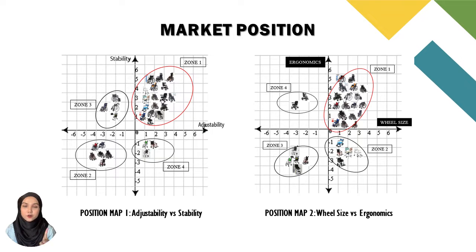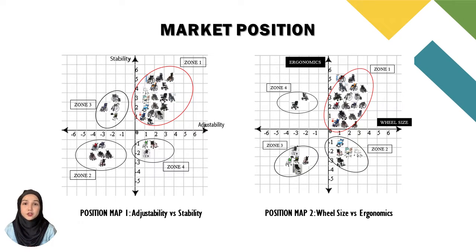Position map is used to know the market position for the product. They are divided into 2 position maps. The first position map is about the comparison between adjustability and stability. It is divided into 4 zones, where the first zone states that most wheelchairs are manual wheelchairs with a common function. Position map 2 is about the comparison between wheel size and ergonomy. Basically, zone 1 states that the wheelchair is suitable for outdoor use, with a big wheel that is easy for propelling.